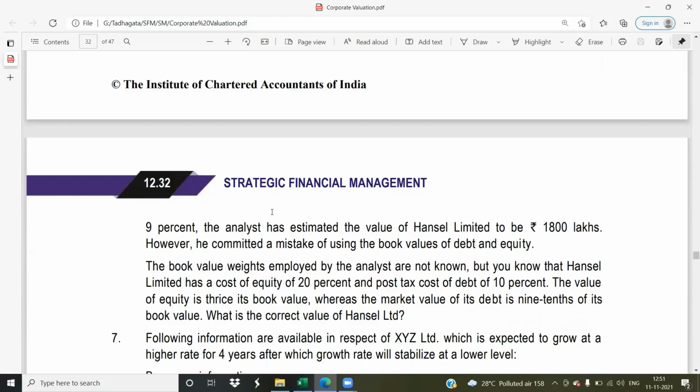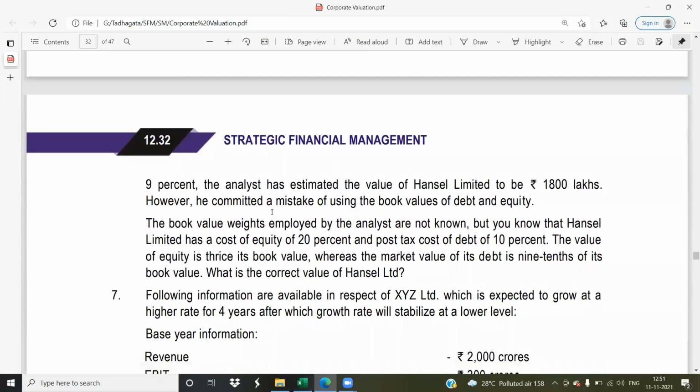Then what do we do? Since we know book value weights, we'll multiply book value weight of equity by 3 times and we'll take weight of debt, we'll multiply it by 90% to get market value weights, and using these weights we'll find out weighted average cost of capital based on market value weights, and using this weighted average cost of capital once again we'll find out the value of Hansel Limited. So this is how we are going to do the problem. Now let us put it on paper, I mean Excel.